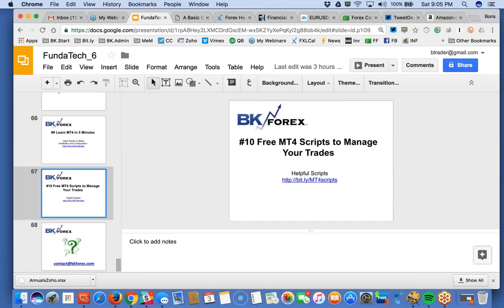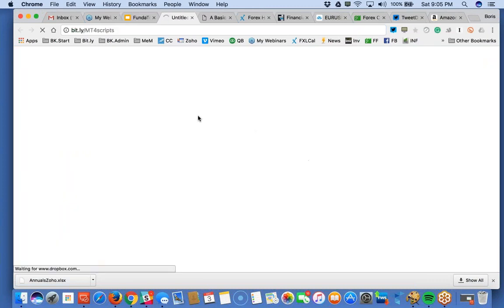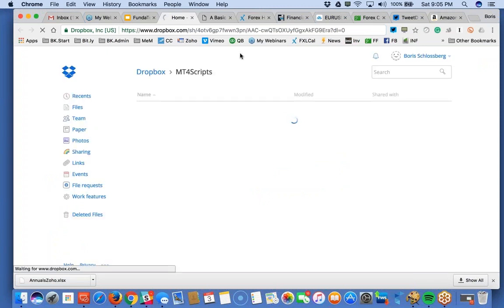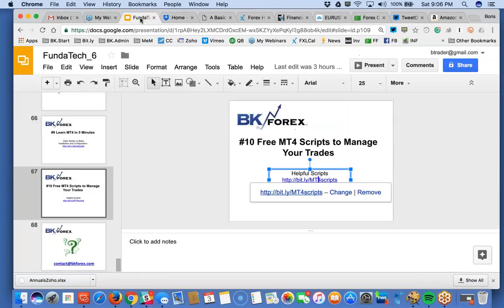And then last but not least, here's a couple of free MT4 scripts that we like to use. Again, you need to watch the MT4 tutorial before you understand how to use scripts, but you can then use these two very valuable scripts to basically manage your MT4 EAs. So that's it. That's the resources, and that's the trading structure of lesson number 6.